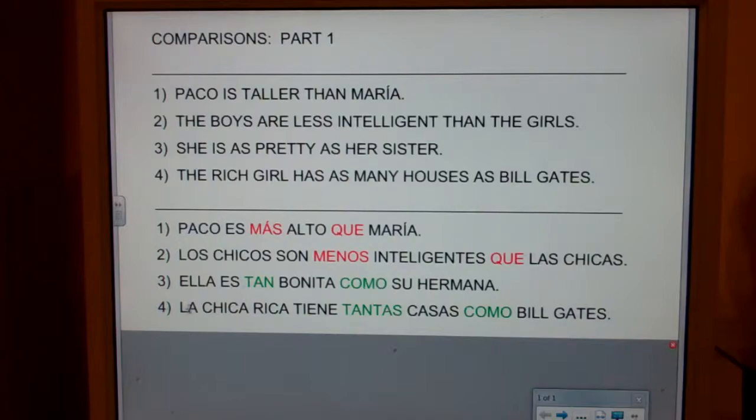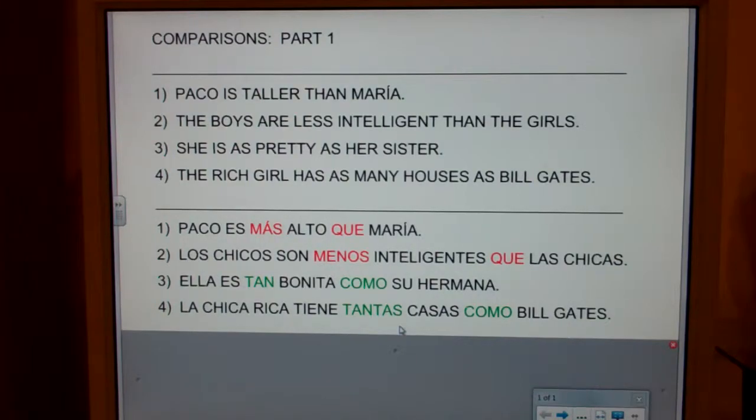Now, the rich girl has as many houses as Bill Gates. Mr. Holt, why does as many or so many go in front? Because as many or so many is a designation of number. And since it's a designation of number, it precedes the noun. And Mr. Holt, if it's one girl, why does tantas end in as? Because tantas is referring to houses. And since houses ends in as, casas, tantas has to end in as.